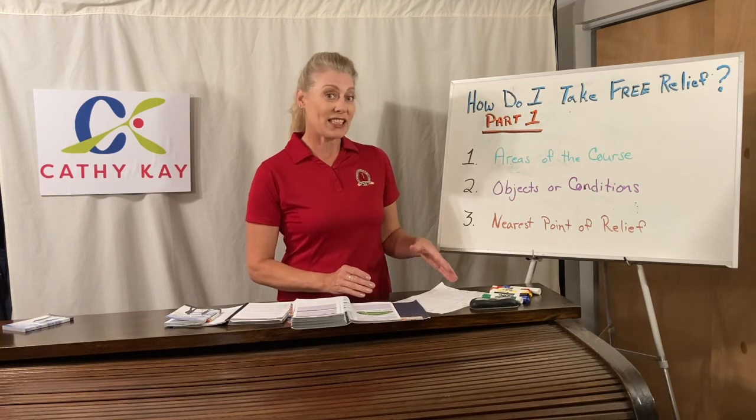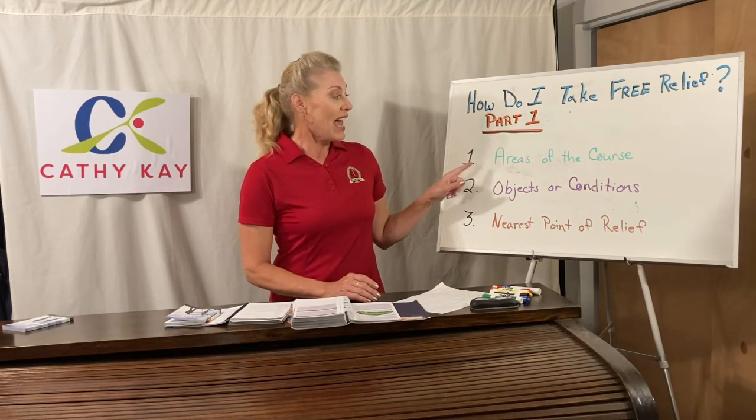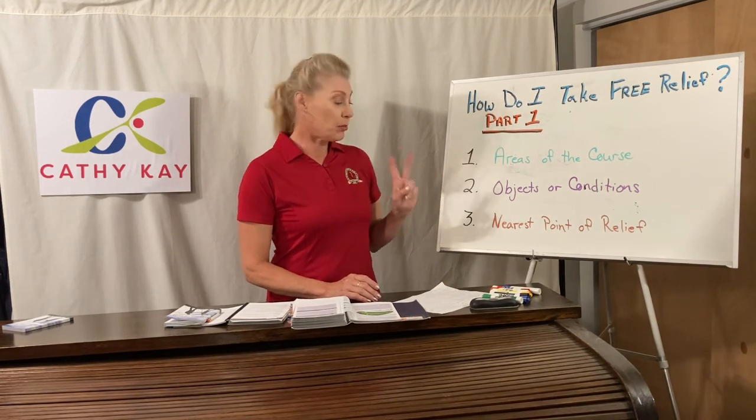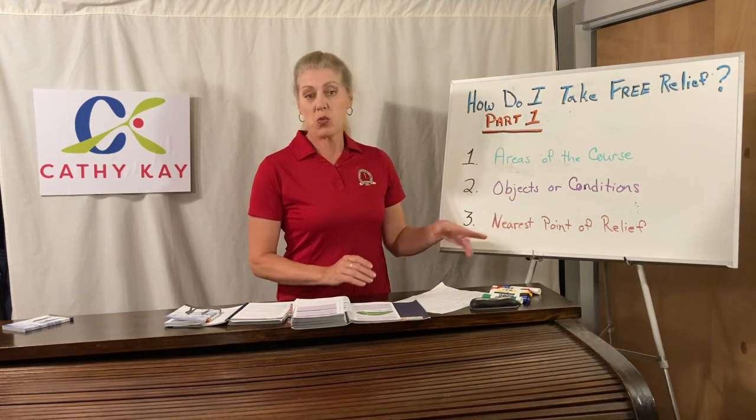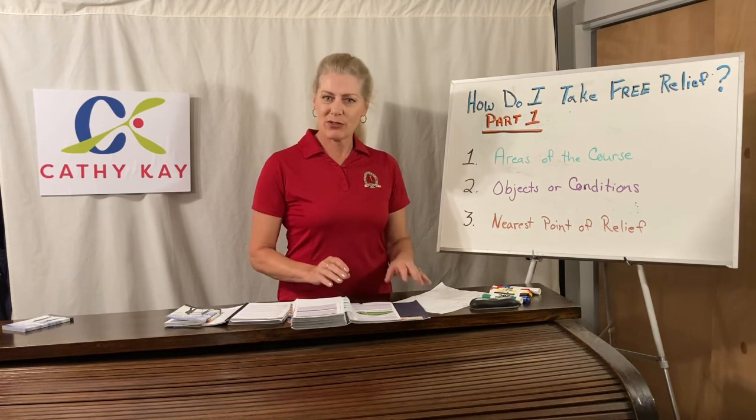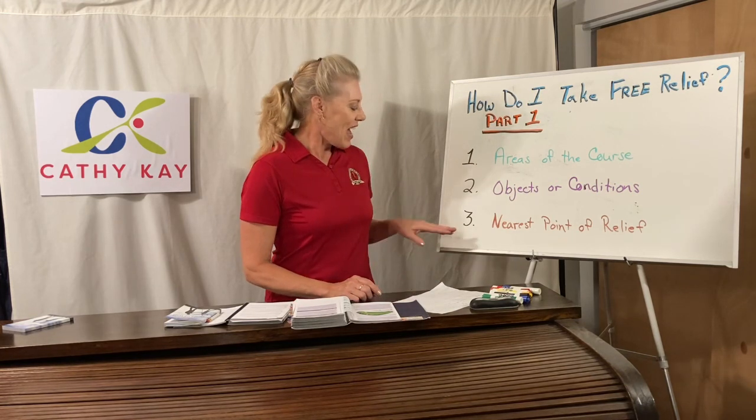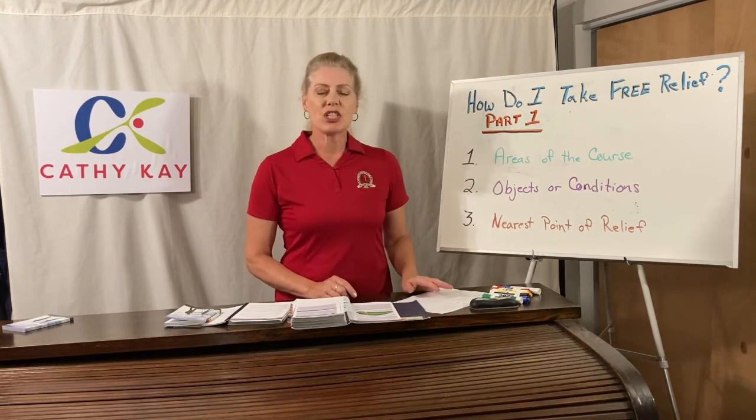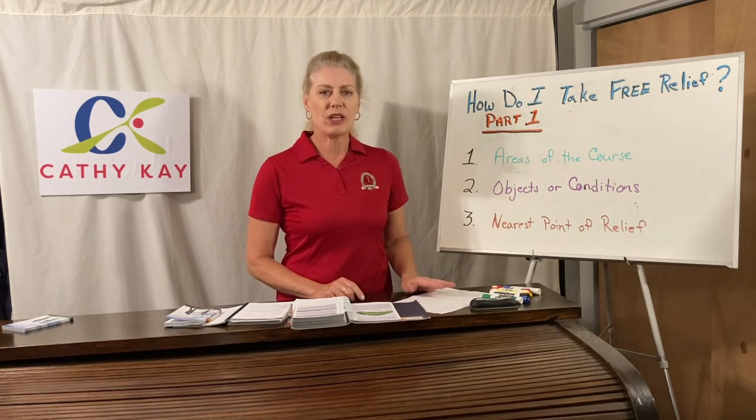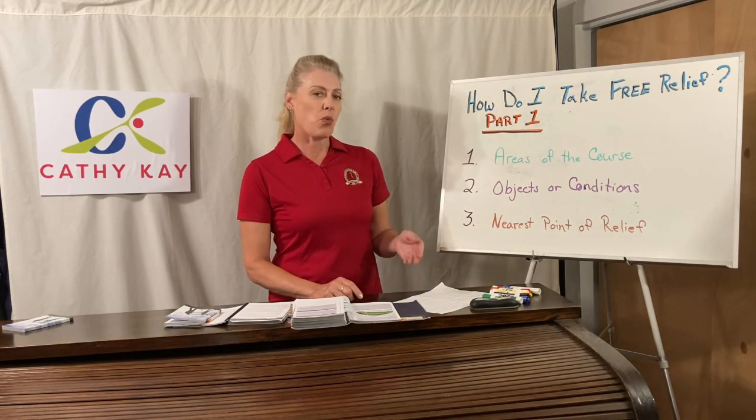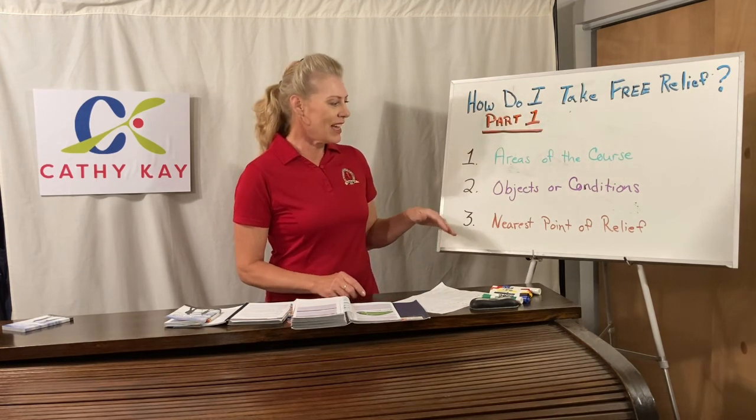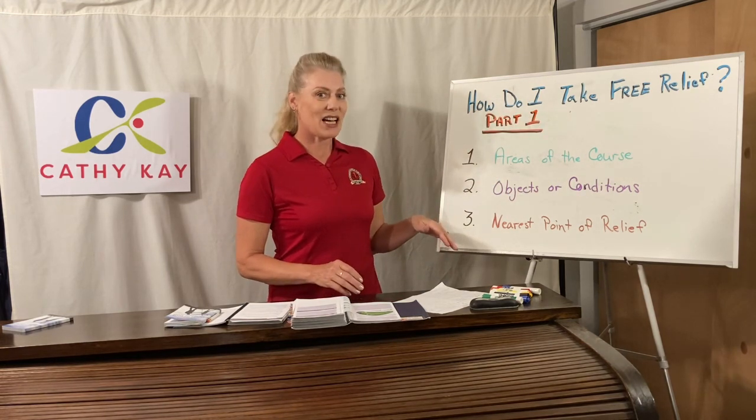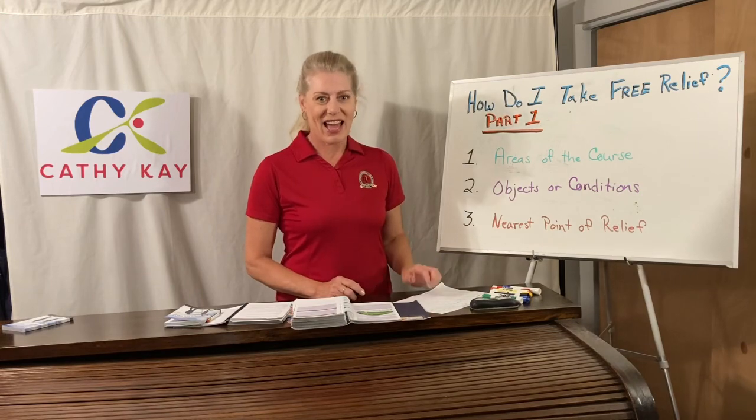So today we're going to take a look at number one, areas of the golf course. Number two, objects or conditions that would warrant free relief. We're going to take a look at a few examples of that. And then number three, the nearest point of relief and how we determine that. That's step one in taking that free relief. And we're going to see several examples of that as well.